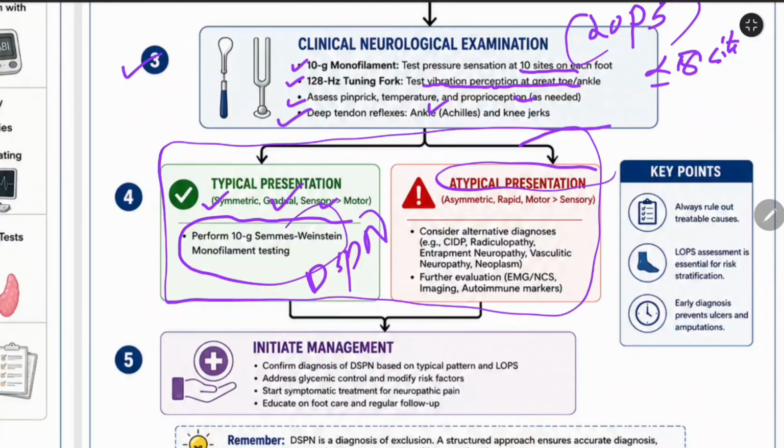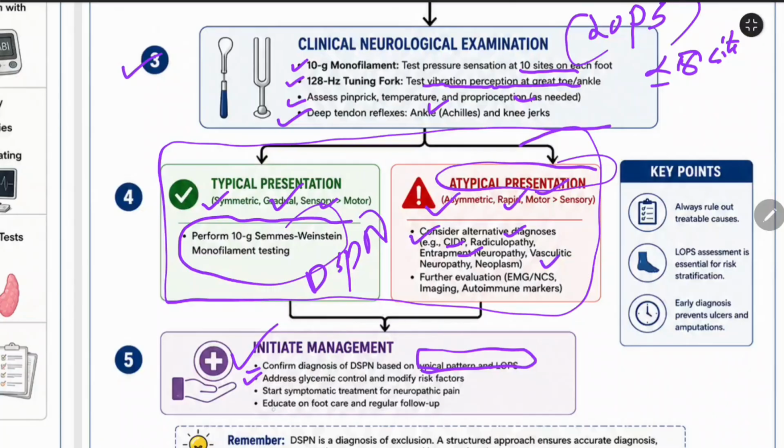If the patient has an atypical presentation, if it is asymmetric, rapid, motor more than sensory, consider alternative diagnoses like CIDP, radiculopathy, entrapment neuropathy, vascular neuropathy or neoplasm. Further evaluation needs EMG, NCS, imaging, autoimmune markers. And after diagnosing the etiology, you will initiate the management. Confirm the diagnosis of DSPN based on typical pattern and LOPS. These two things, typical pattern and LOPS.